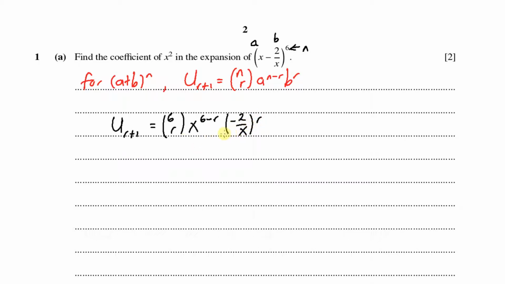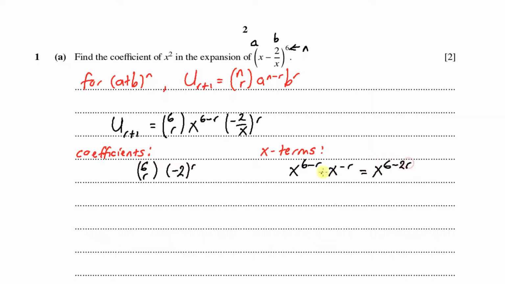Now I can split this into constants as well as x terms. So for the constants or the coefficients, we will be having 6 choose r, and we also have minus 2 here to the power of r. So these are the constants or the coefficients. And then we also have the x terms. For the terms in x, in this expression, we have x to the power of 6 minus r. And we also have from here 1 over x, which is x to the power of minus 1. So times r, that's x to the power of minus r. And this can be simplified to x to the power of 6 minus 2r if we add the powers right here.